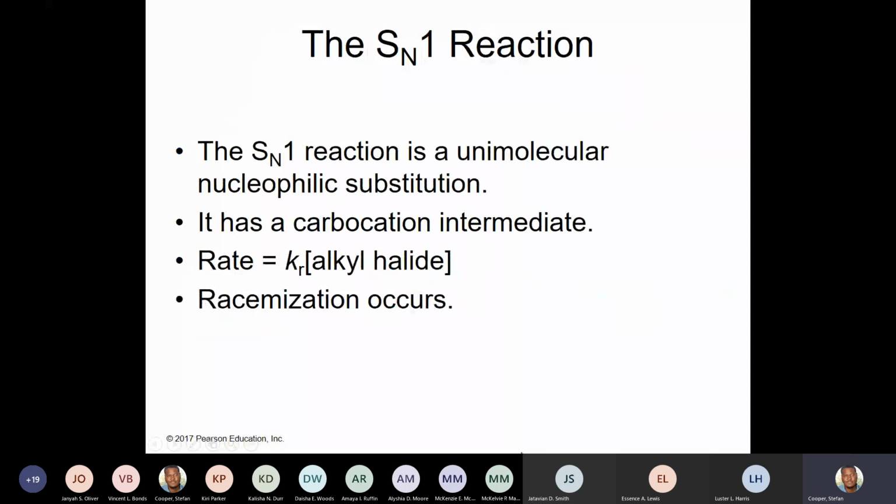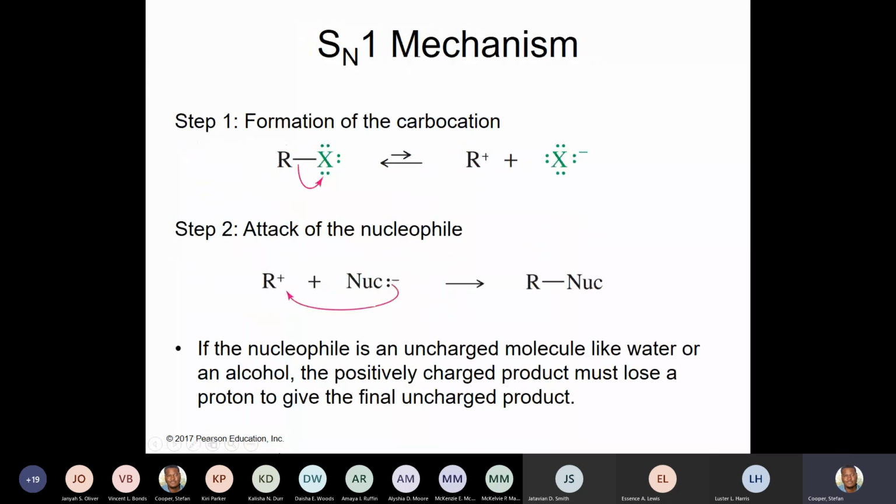All right, SN1 reactions. We said this is a unimolecular nucleophilic substitution. The rate of this reaction is only dependent on the concentration of the alkyl halide. And we are learning that we get racemic products, all right? This second point is very important, all right? A carbocation intermediate is necessary and needed for these reactions, right? There's no way we can get around that.